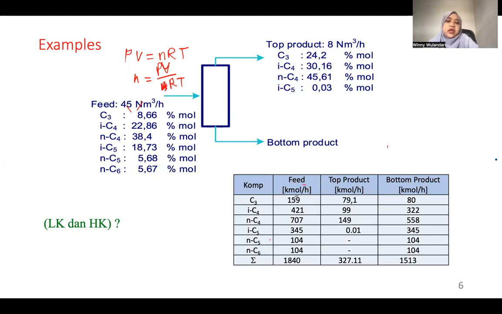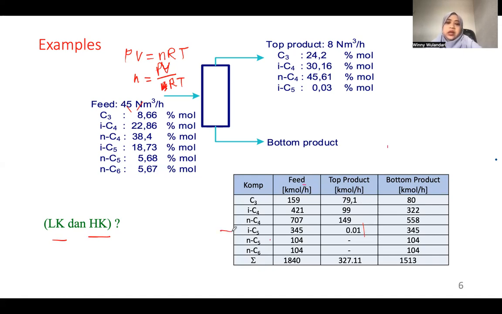Apparently this example is not ideal. Actually, if you have this feed, you want all of the feed to go into the top product. But in this case, from the feed, for example, 159 of the propane, only 79.1 goes to the top product, while the other goes into the bottom product. Now, if you look at this, you can see where the heavy key and the light key are. The heavy key is defined as the heaviest component present in important concentration in the distillate. So this one is important. You have the value from 79.1 down to 0.01.